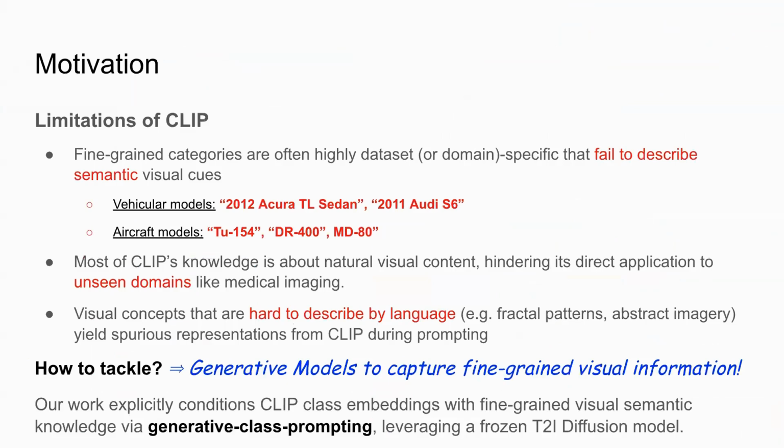The driving motivation for this work is based on certain limitations observed in CLIP-based tuning approaches, which perform suboptimally on fine-grained datasets. Some of these fine-grained concepts are hard to describe by language, for example, fractal patterns and abstract imagery, and some categories are highly domain-specific, for example, vehicular models and aircraft models that you see in the slide, and do not have enough semantic cues. Also, CLIP's knowledge is vastly based on natural visual content, and thus it cannot be directly adopted to unseen domains like medical imaging. We tackle these issues by leveraging generative models, especially text-to-image latent diffusion models, which have stronger visual linguistic synergy that can capture fine-grained visual information.